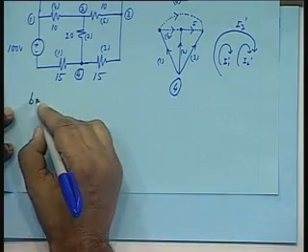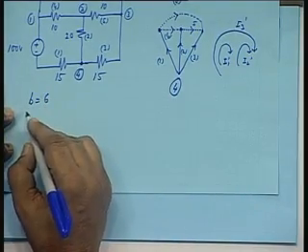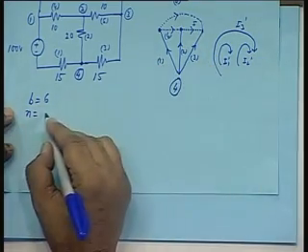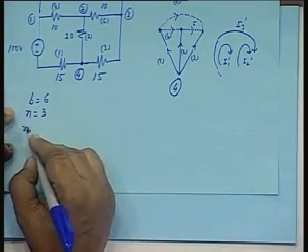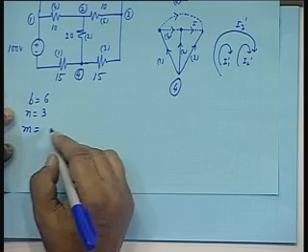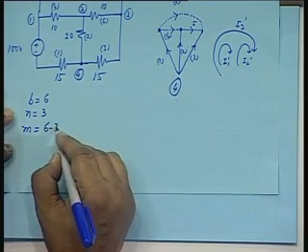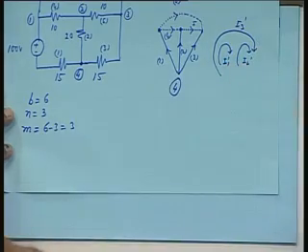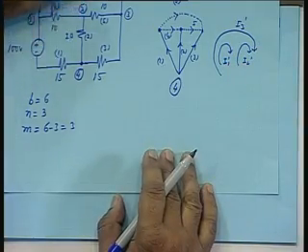Now, number of branches is equal to 6, n plus 1 is 4. So, n is equal to 3. So, number of fundamental loops will be 6 minus 3, that is 3, and there are 1, 2, 3 loops here. These are the 3 fundamental loops we have chosen.